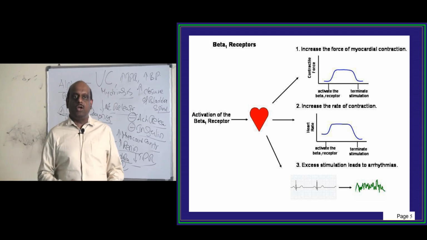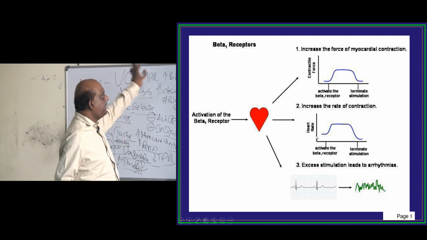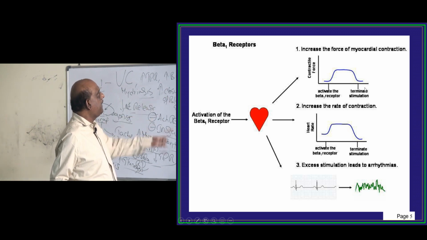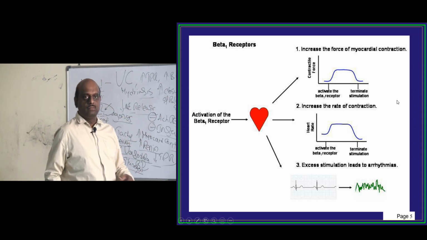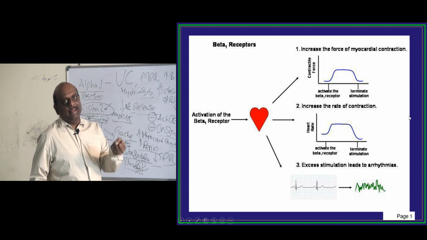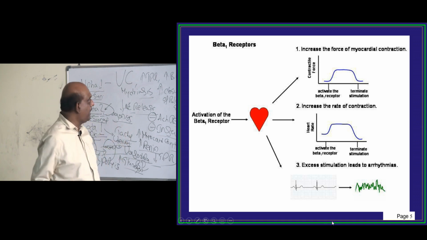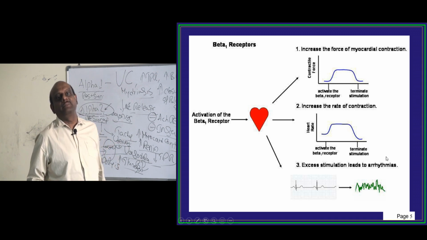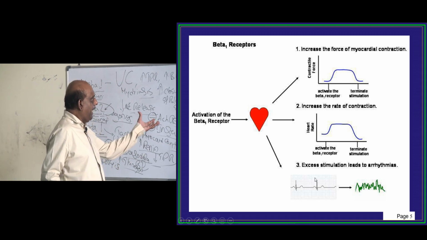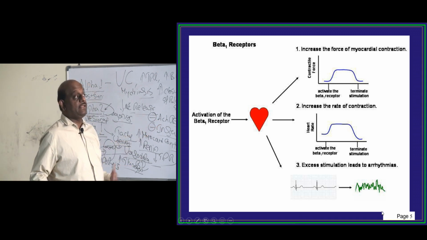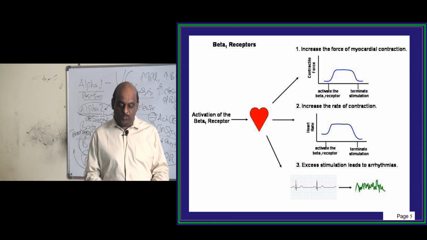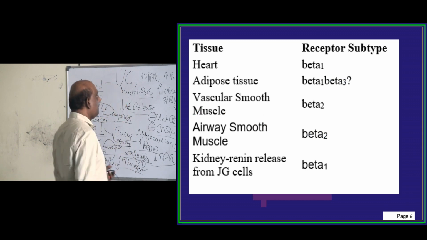So to summarize, doc: beta 1 receptors increase the force of the myocardial contraction. The heart contracts more inotropically if you stimulate beta 1. They increase the rate of contraction. Heart rate is higher with beta 1 stimulation. And sometimes excessive stimulation of beta 1 leads to arrhythmias, which you have to remember.